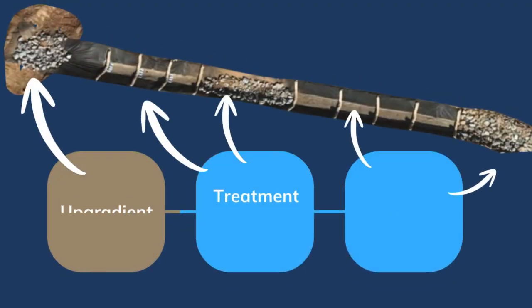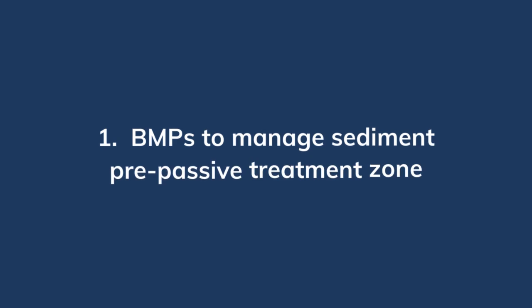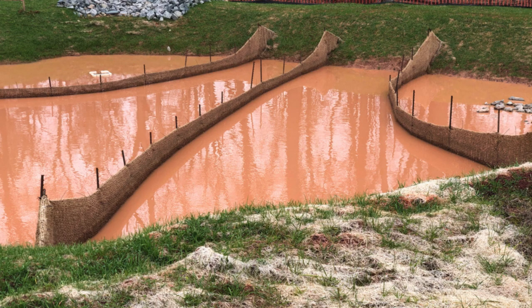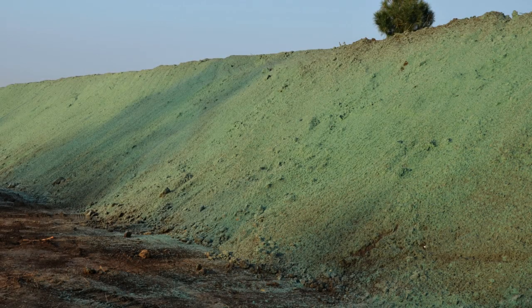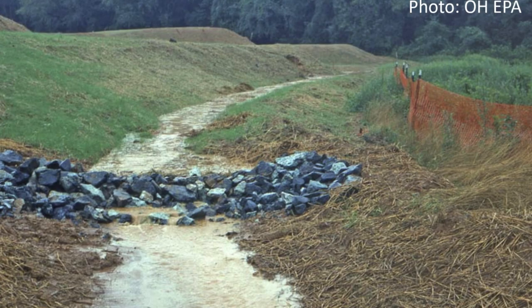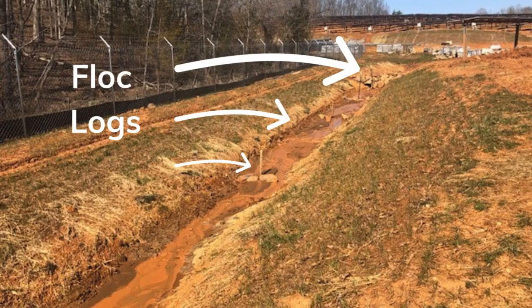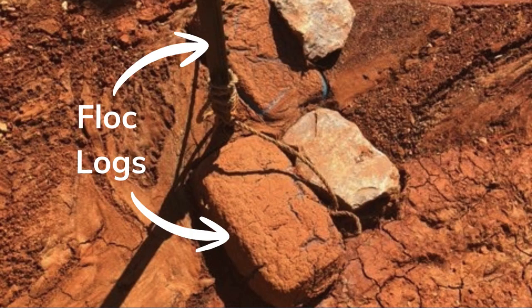The passive treatment zone can be understood in three functional areas: the upgradient area, the treatment area, and the floc capture area. The upgradient area is where erosion and sediment control BMPs do the heavy lifting to protect the system. This includes practices like slope stabilization, fiber rolls, silt fences, and erosion control blankets. These BMPs prevent large volumes of sediment from entering the treatment zone. If too much sediment is allowed in, it can overwhelm or bury flocculants, reducing their effectiveness or rendering them useless.